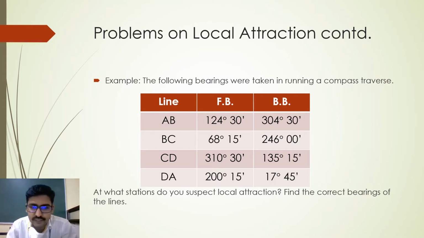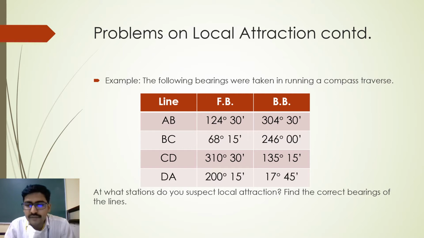So there are four lines AB, BC, CD and DA, and forward bearing and back bearing of all the lines are given here. The first thing asked in the problem is, at what stations do you suspect local attraction, and find the corrected bearings of the lines. So first you need to identify which stations are affected by local attraction, then you are supposed to find out the correct bearings for all.